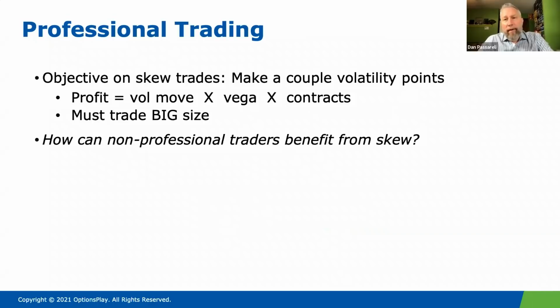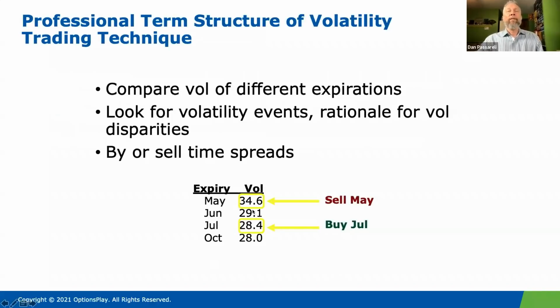So look, this is how professional traders trade, right? The objective on skew trades is to make a couple of volatility points. What are we trying to accomplish here? Volatility is 34.6. This volatility is 28.4. That's a difference of like 6 volatility points. We typically expect the front volatility to move more than the back volatilities. So what we typically expect is the front volatility, the shortest term volatility, to fall and reach the back volatilities. So that's like 6 volatility points.